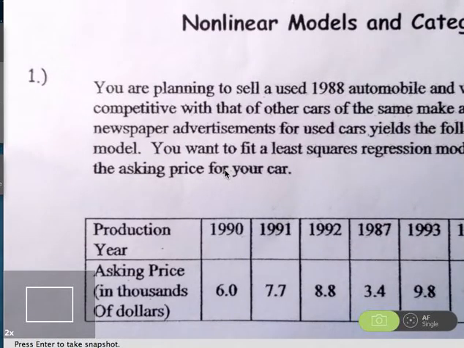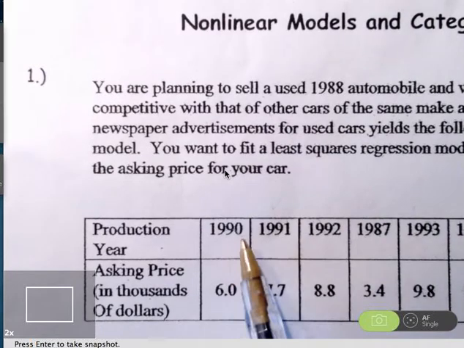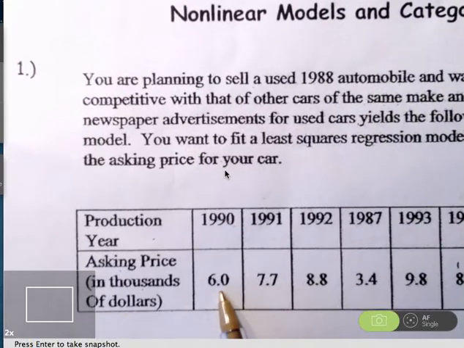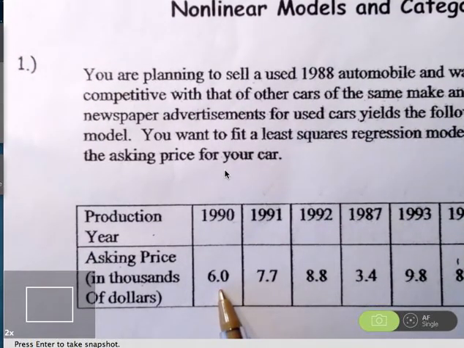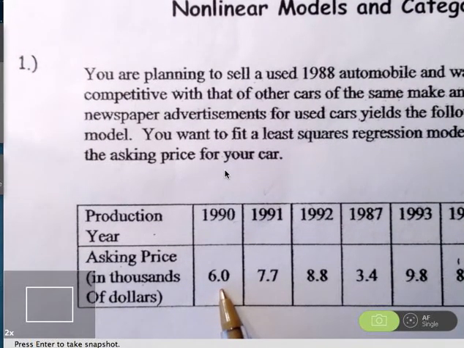Hi there. Let me take you through my solution for the first of the AP practice free response questions for nonlinear models and categorical data for our review for our next test. So the idea here is you're given a set of data regarding the production year of a particular make and model of vehicle and the asking price advertised for used versions of this make and model. So 3 models have been fitted. You're given all of those data, all of those printouts.